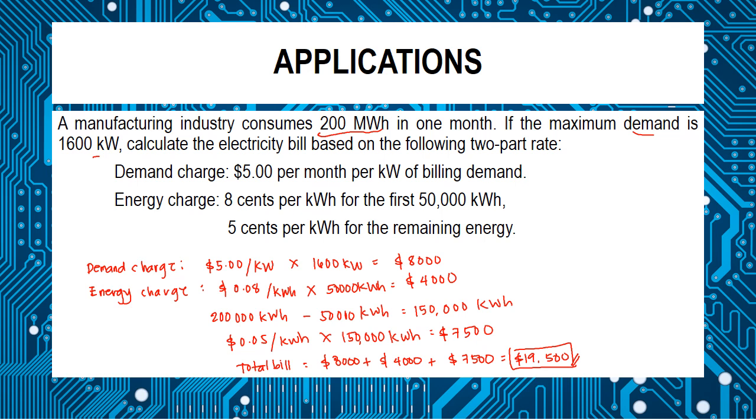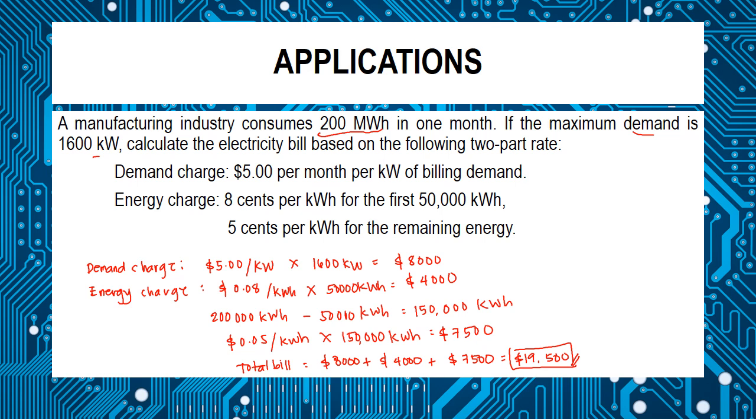So the energy charge for the first 50,000 kilowatt hour is 8 cents. We have 8 cents is 0.08 per kilowatt hour multiplied by the first 50,000 kilowatt hour. So this will be equal to $4,000.